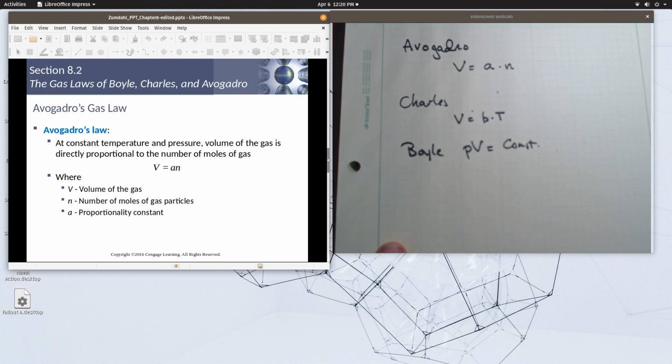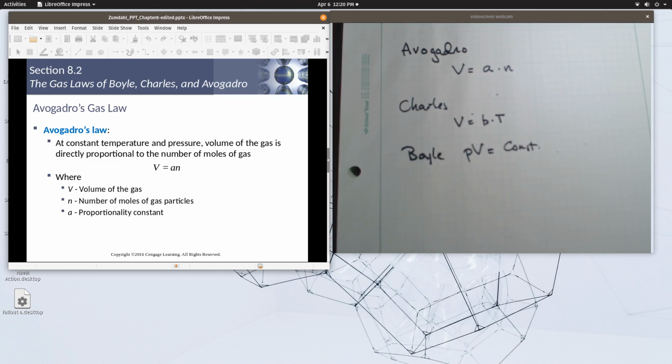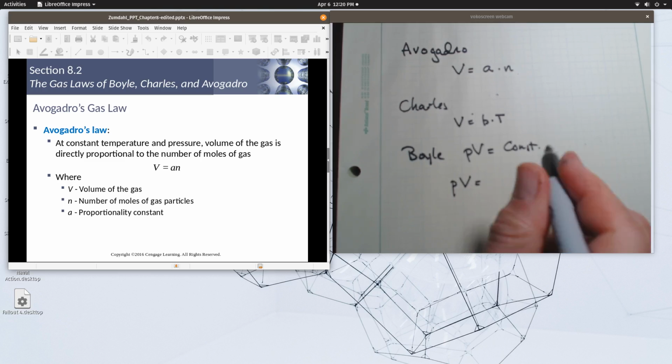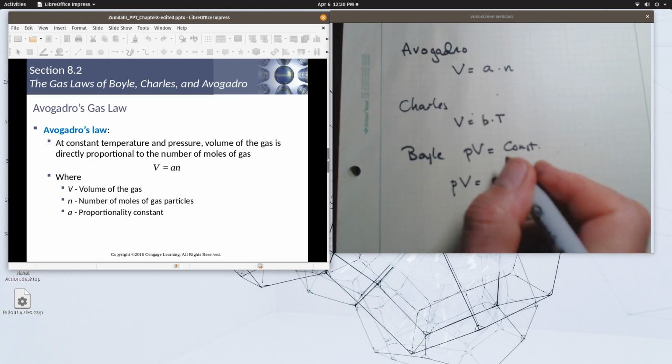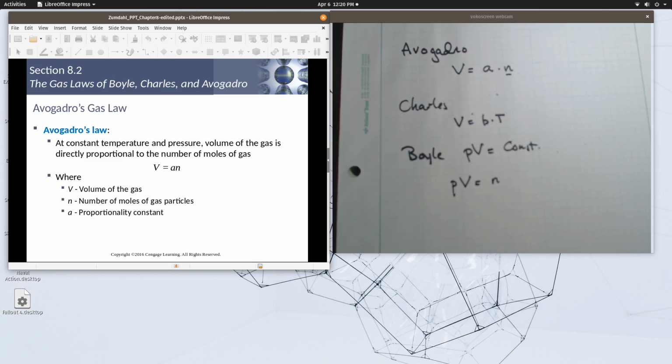Okay? So we can put all of those together into a single unified equation, and that says that pressure times volume is equal to some constant times N, which is from Avogadro, T from Charles, and some constant of proportionality R. Again, here's our constant. This is our universal gas constant.